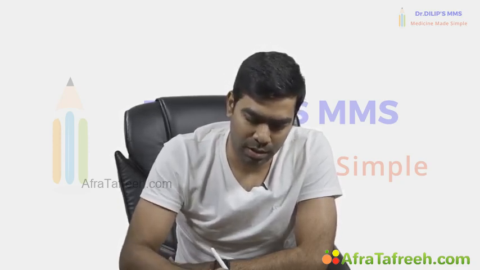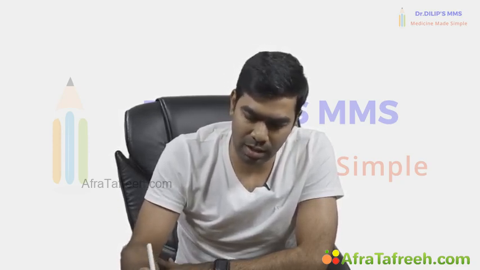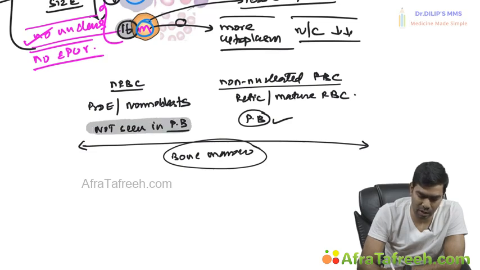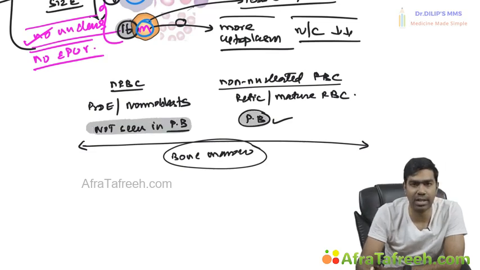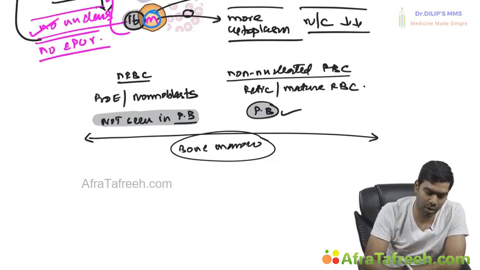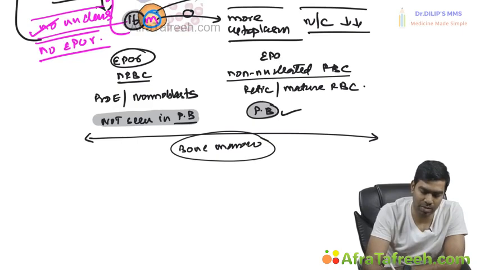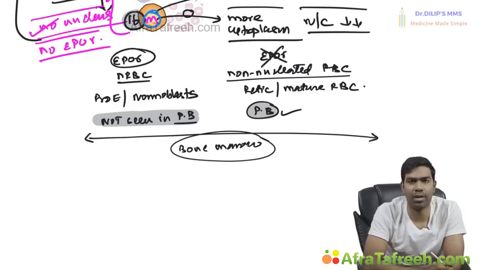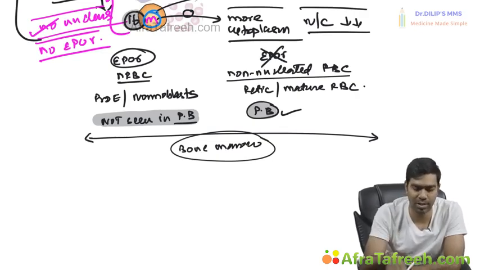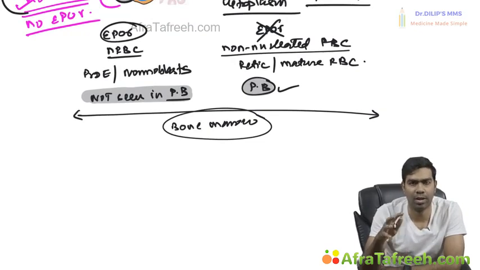But the most important point is that the nucleated cells are not seen in the peripheral blood of a normal individual, while the non-nucleated ones are. At the same time, one more point: nucleated RBCs will contain erythropoietin receptors, but non-nucleated RBCs will not contain erythropoietin receptors. They do not have erythropoietin receptors in the first place, and they are not susceptible to the action of erythropoietin. These are some of the differences between non-nucleated and nucleated RBCs.